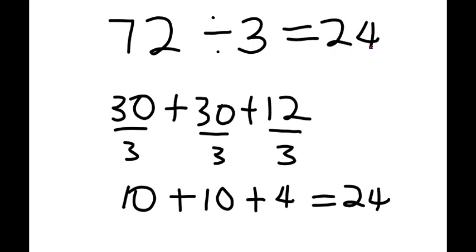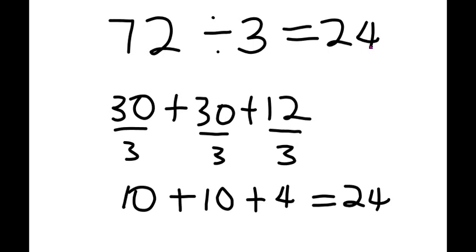So all I have to do is, if I have 72 in my head, I know I can think of 60. 60 will give me 20. Then 12 will give me 4. So 24. Then I'm gone. Or 30, 30, so I have 10 plus 10 plus 4. So 24. This can help you to do a lot of multiplication or division by 3 without struggling.